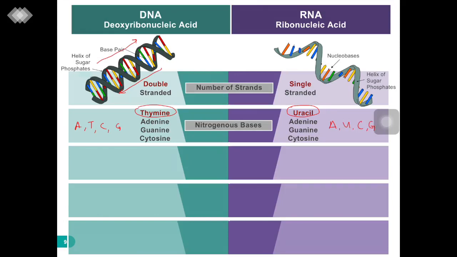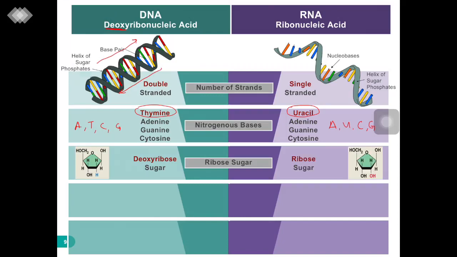Another difference is in their sugar. Because of the name deoxyribonucleic acid, the sugar in DNA is what we call deoxyribose, while in RNA we have ribose sugar. So what is the difference between these two? Deoxyribose contains one less oxygen in the molecule.